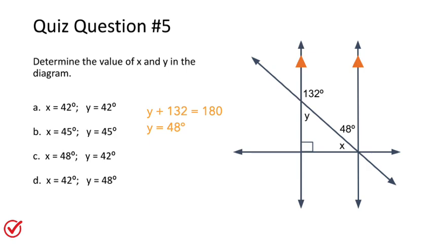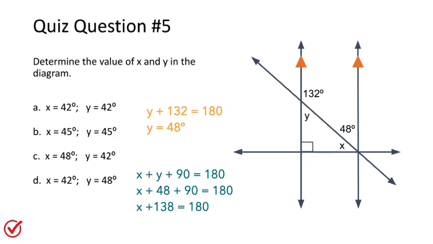From there, if y is 48, look at the little triangle that's formed. We know the sum of the three angles of any triangle equals 180. So x plus y plus 90 is 180. Substitute y for 48 degrees, and you get x plus 138 equals 180. Subtract 138 from both sides, x equals 42 degrees. The correct answer is option D.